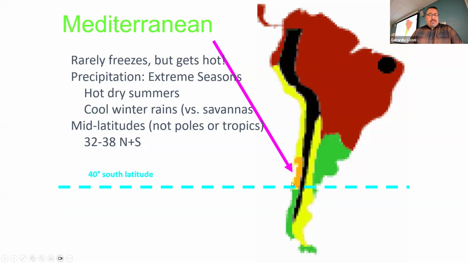A Mediterranean climate, specifically in Chile. It rarely freezes there, but it does get hot. They have seasonal extremes. They have hot, dry summers and cool winter rains. This is the opposite of the savannas that I mentioned earlier.